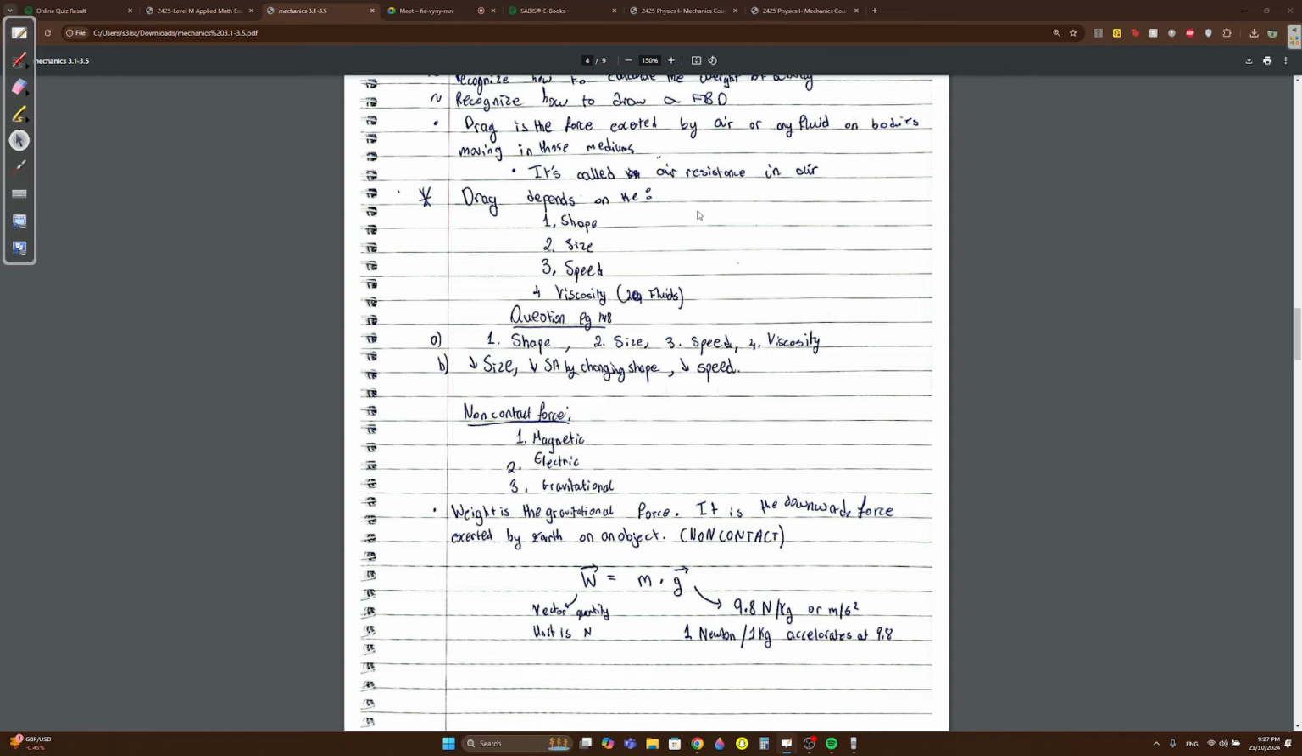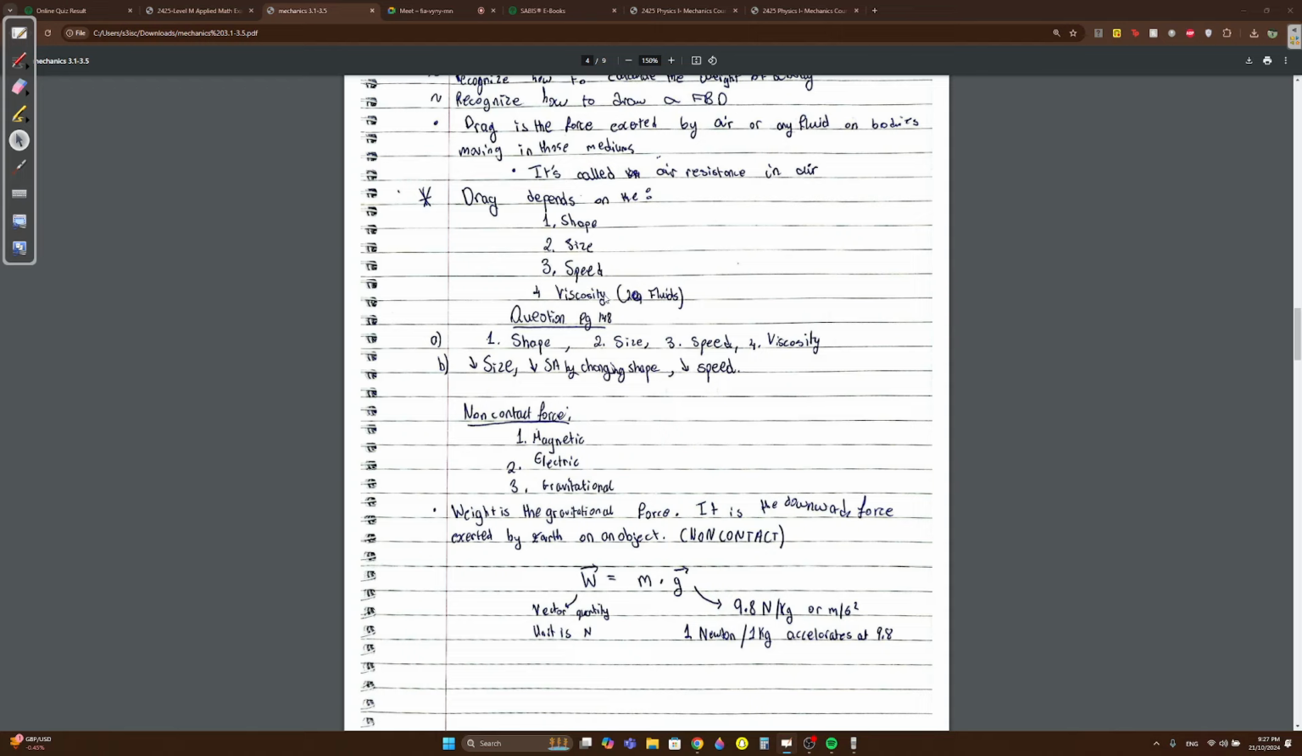Surely shape. If you give it a smooth flowing shape, then there will be less air resistance. If it's huge and has a higher surface area, then of course there will be more air resistance. If it's moving at a fast speed, there will be higher air resistance.